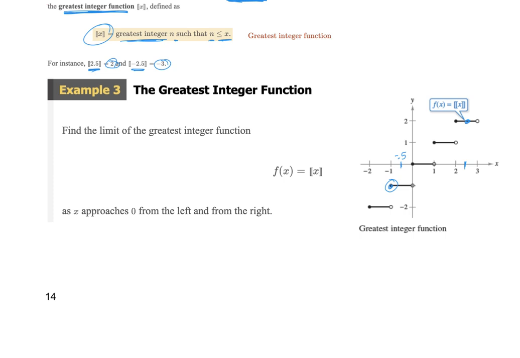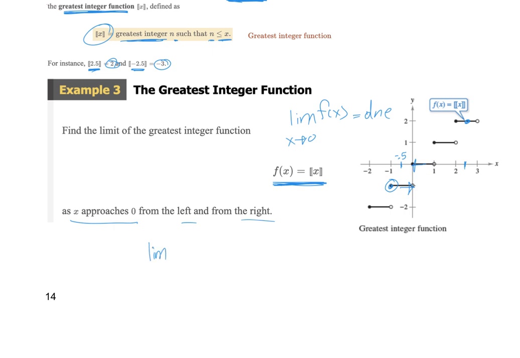So find the limit of the greatest integer function, f of x equals the greatest integer of x, as x approaches 0 from the left and from the right. So these are two separate one-sided limits. Now note that the general overall limit of f of x as x approaches 0 does not exist, okay, because they will be approaching different values. But we can find the one-sided limits without a problem.